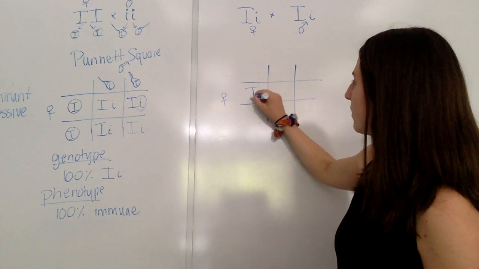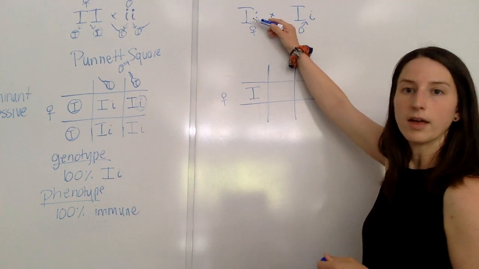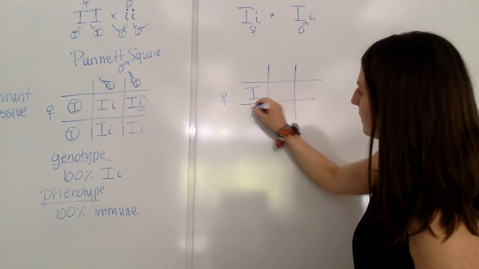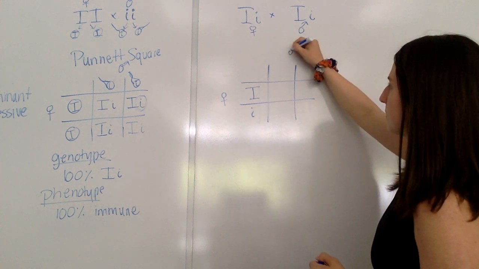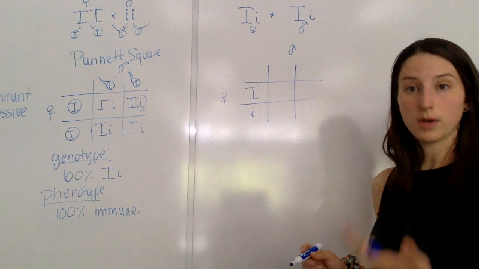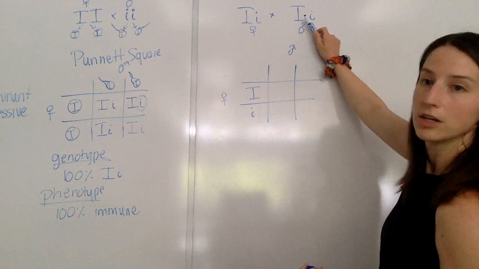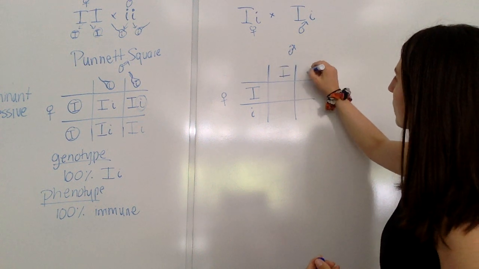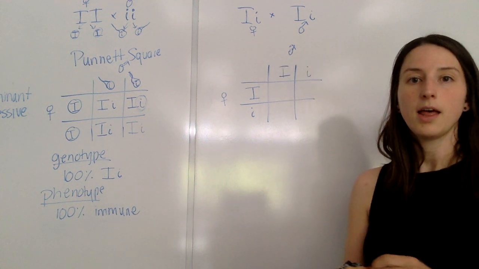So we've got the possible eggs. They can carry a dominant allele or a recessive allele. So dominant or recessive. And then we'll put our sperm on the top here. So with the sperm, you're either going to get a dominant allele or a recessive allele. So dominant or recessive. All right.